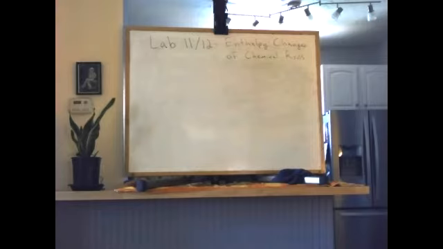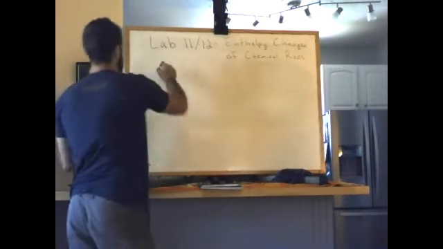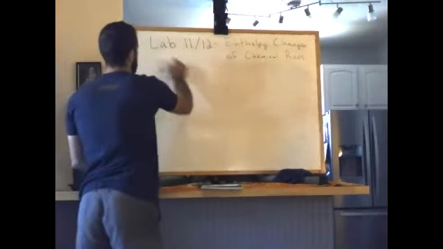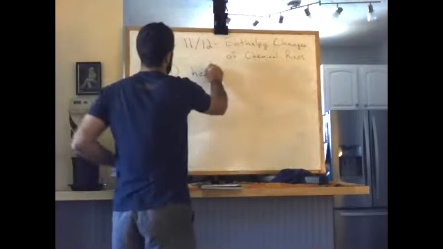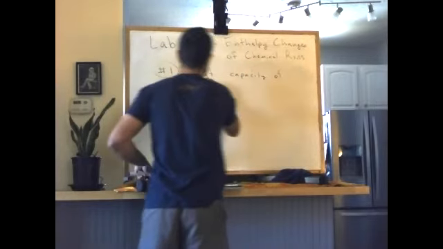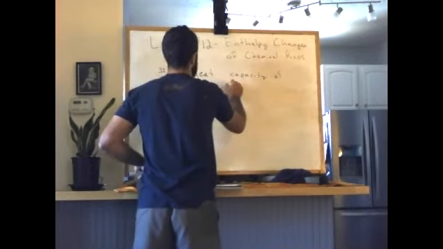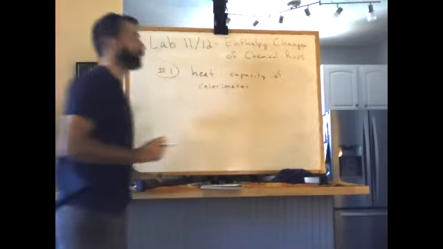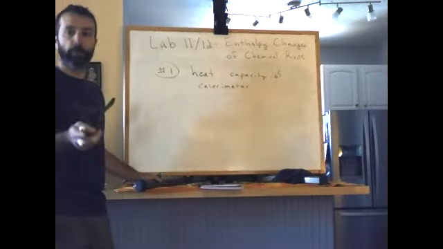So this is going to be a 3-part lab. So the data you're collecting for this lab, you should be collecting data for all 3 parts. In part 1, we're trying to find the heat capacity of our calorimeter. Once we find the heat capacity of our calorimeter in part 1, we're going to study 2 chemical reactions.